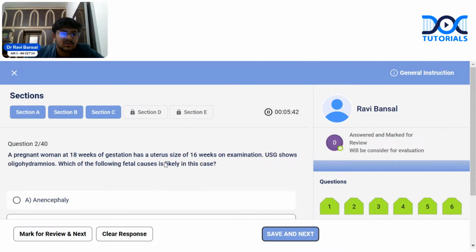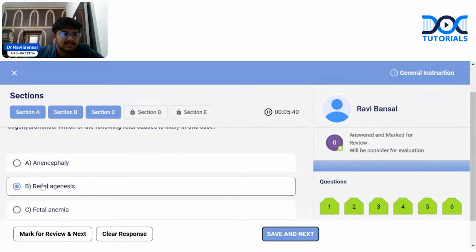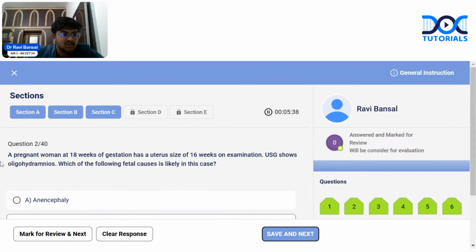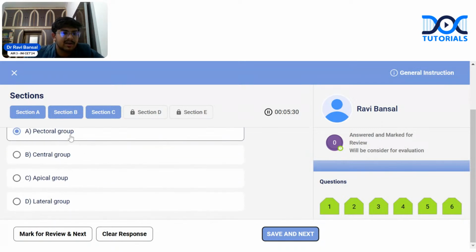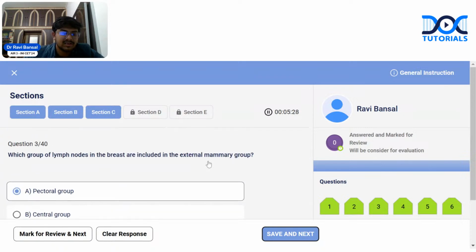They are given fetal cause, oligohydramnios, just match the option: renal agenesis, no urine, oligo. So this is correct. This one I guessed, external memory group, pectoral. This was just a wild guess, but I think pectoral is the most important. So they will give a specific name to only the most important group of the lymph node.